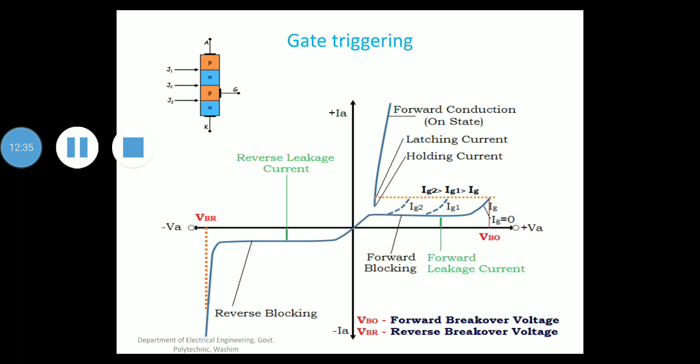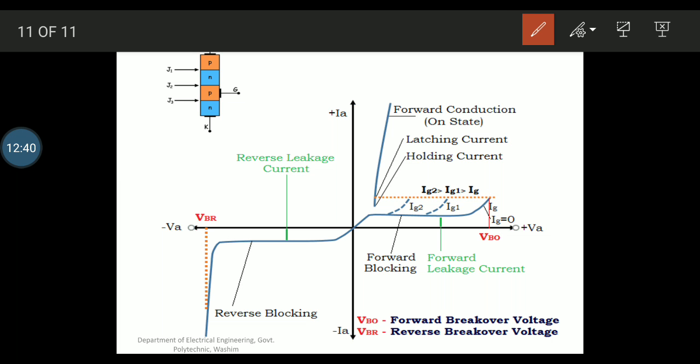Now the last one, the gate triggering method. Here again anode is made positive with respect to the cathode. Junction J1 is forward biased, junction J2 is reverse biased, and junction J3 is again in forward biased state. Now here at the junction J3 some current is injected, and because of that current some initial conduction area is started. That initial conduction area will allow some of the current to flow from anode to the cathode.